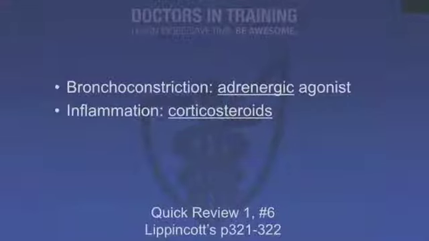The next one, number 6, what are the 2 main drug categories used to treat the main components of asthma? So for your bronchoconstriction component, you're going to use your adrenergic agonists. And then for your inflammation component, you're going to use corticosteroids.